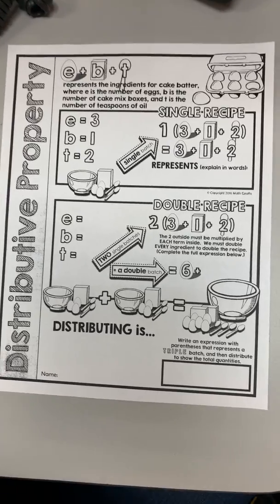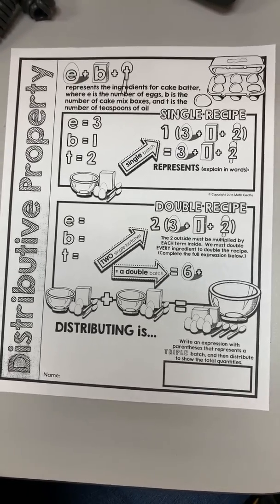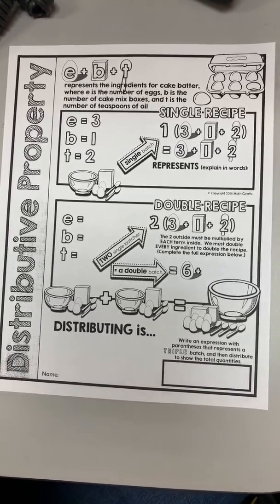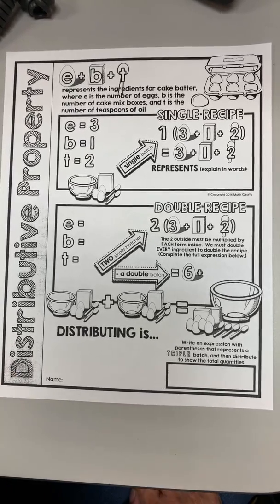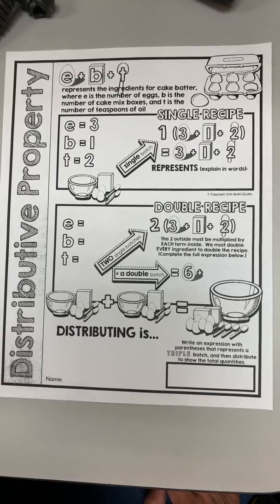And push record. Okay, guys, take two. We're going to be looking at the distributive property. And so these are our doodle notes that we're going to use. And we're using our color pencils to add color wherever and however you would like to do that.